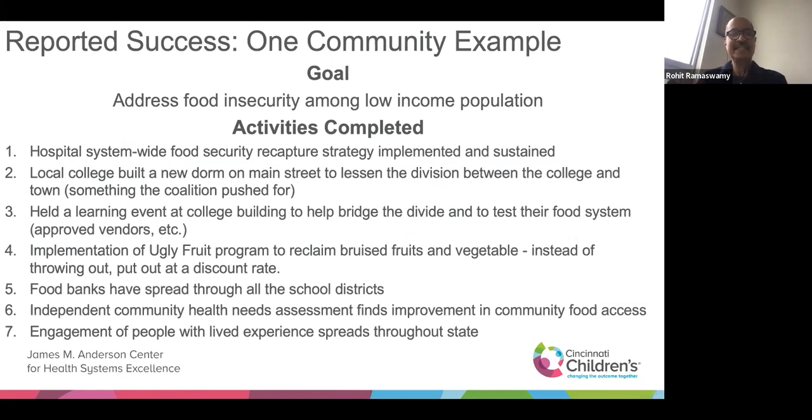And there are 7 or 8 different activities. And some of these are really, really complex activities. So for example, establishing food banks, or their goal was to address food security among low-income population. So they've done all of these different things. And each one of these is a significant amount of work. Each one of these is a significant accomplishment.